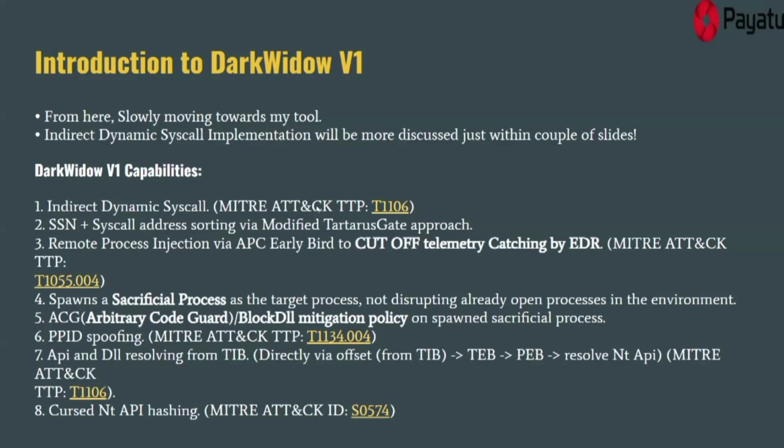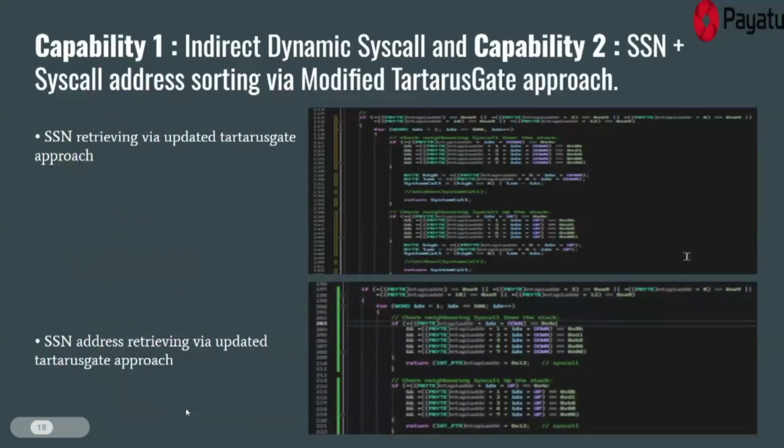Now let me introduce my tool. The capabilities my tool possesses are indirect dynamic system call, sorting of SSN and syscall addresses via a modified TartarusGate approach, remote process injection via APC early bird to cut off EDR telemetry caching, then spawning a sacrificial process at the target process, which doesn't interrupt any already open process in the environment. Then ACG and BlockDll mitigation policies are present on the spawned process. Then PPID spoofing, then API and DLL resolving from TIB is done, and then NT API hashing is also present.